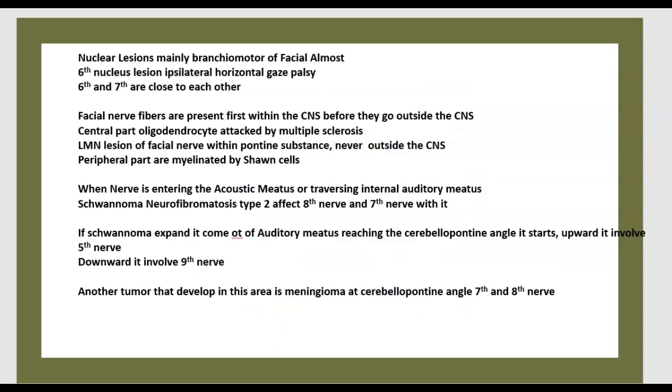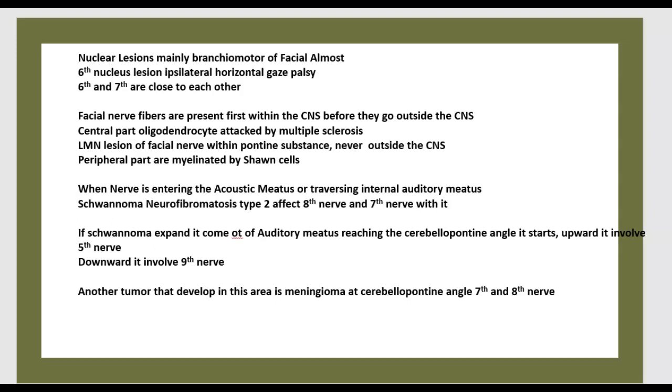Nuclear lesion, mainly branchiomotor of the facial nerve, almost 6 nucleus lesion, ipsilateral horizontal gaze palsy. 6 and 7 are close to each other. Facial nerve fibers are present first within the central nervous system before they go outside. The central part is myelinated by oligodendrocytes, attacked by multiple sclerosis, causing a lower motor neuron lesion of the facial nerve within the pontine substance, never outside the central nervous system.